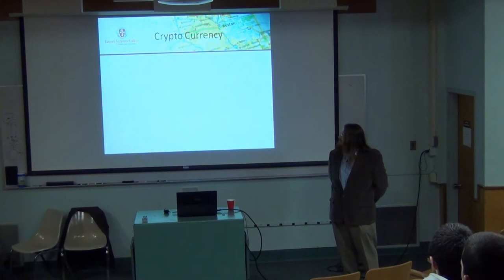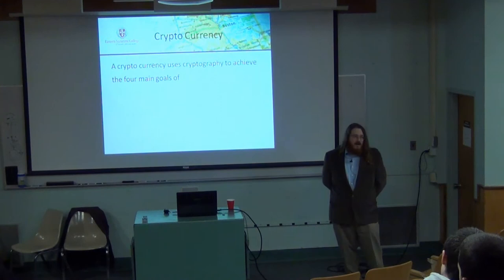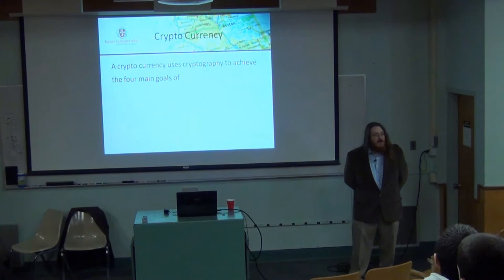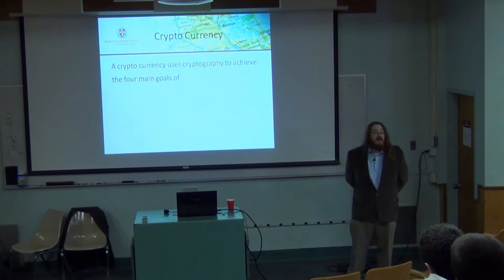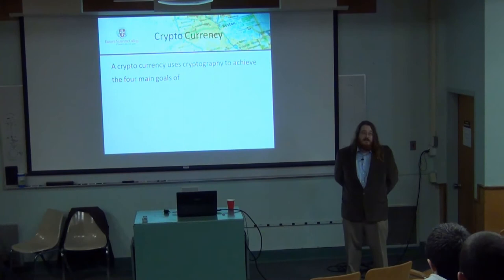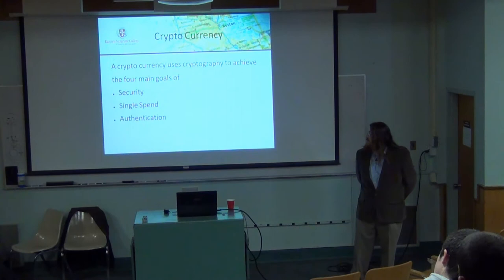So a cryptocurrency is a currency that uses cryptography to achieve these main goals. Cryptography, of course, is the art and science of disguising messages. So when you go onto your internet browser and your padlock closes, why is it safe to send your credit card number, right? Why do you not have to worry about someone listening in on that channel? Someone else could actually get that data and you don't have an issue. Why is that? So a cryptocurrency, we have security, single spend, authentication, and anonymity.